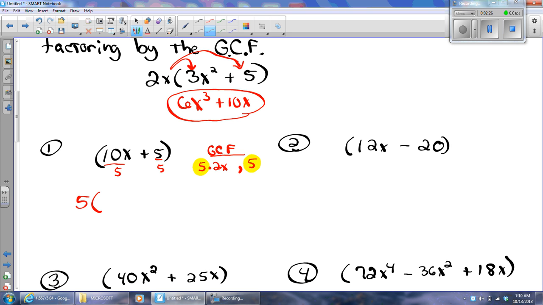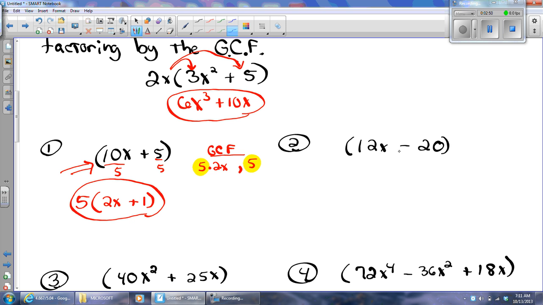It's like I'm undistributing. 10 divided by 5 is 2. There's an x there. 5 divided by 5, 1. I just factored by the GCF. I just undistributed the 5. I'm thinking about this as, what number would have been distributed to get me this answer? Well, it would be a 5. And I'm always going to pull out the greatest common factor.